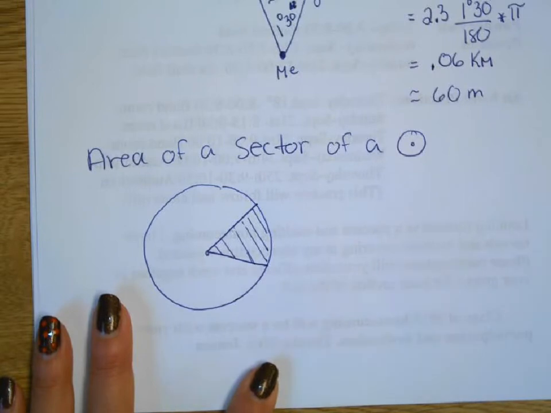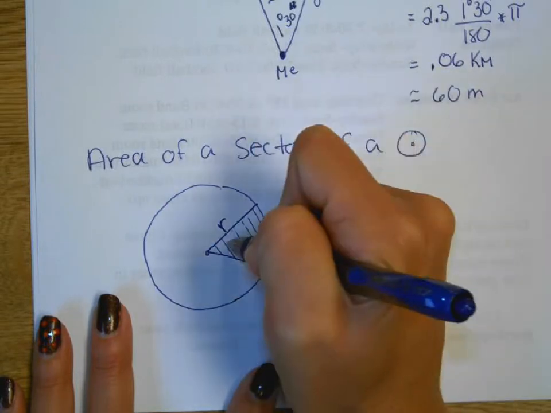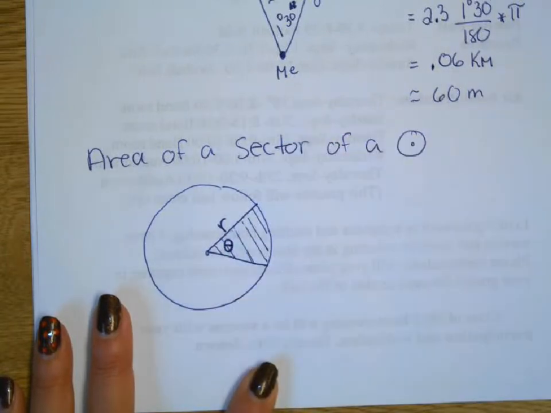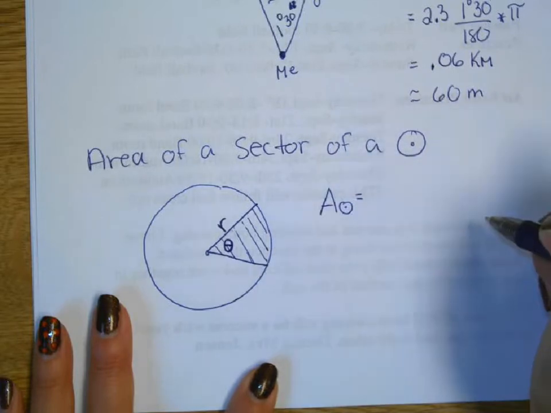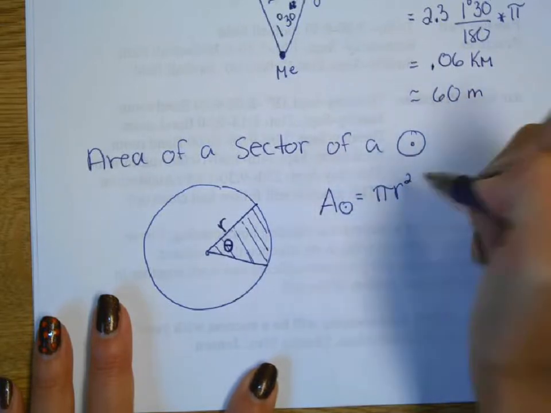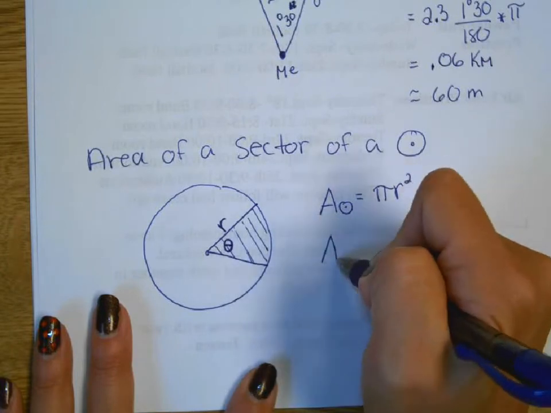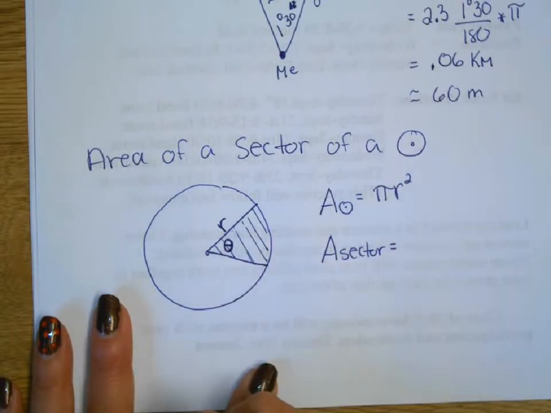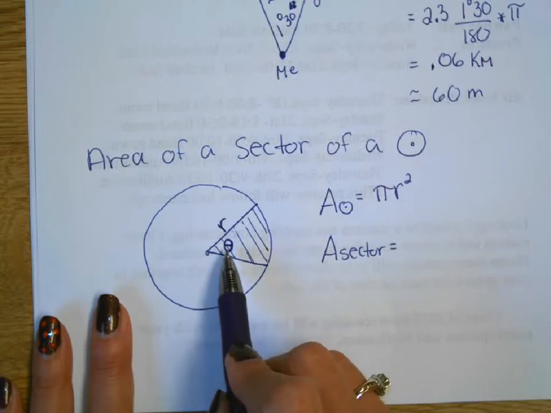And for this, we only need to know 2 pieces of information. We need to know the radius and the angle measure. Okay, so what's the formula for the area of a circle? Pi r squared. Okay, that would be for the full circle. To get the area of the sector, which is a fraction of the circle, what is it?